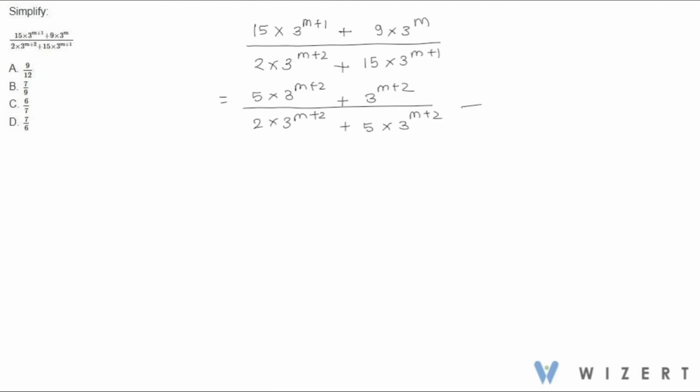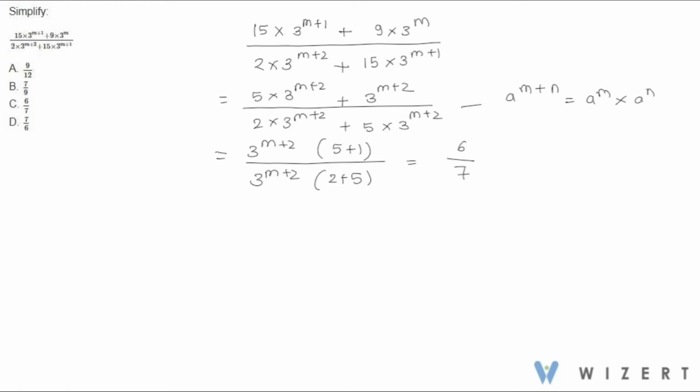This is with the law that a to the power m plus n equal to a to the power m into a to the power n. So we have used this. Let's see. We can take 3 to the power m plus 2 common. So in multiplication 5 plus 1, divided by 3 to the power m plus 2, 2 plus 5. So this is, we can cancel out these two. We have 6 by 7. So answer is option C.